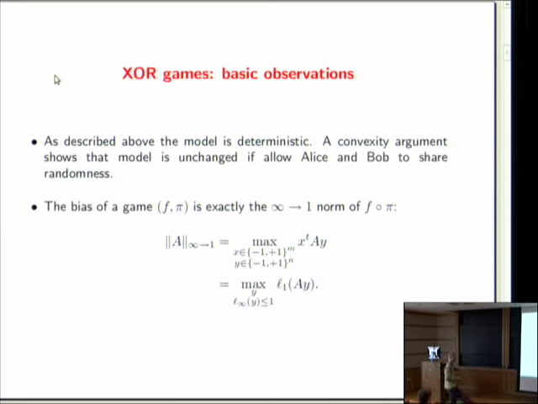I mean, one way is just the number of distinct rows in the matrix. Probabilistic. Okay, so that's why it's called the infinity to 1 norm. You take the max over things with L infinity norm at most 1, and you take the L1 norm of the result.